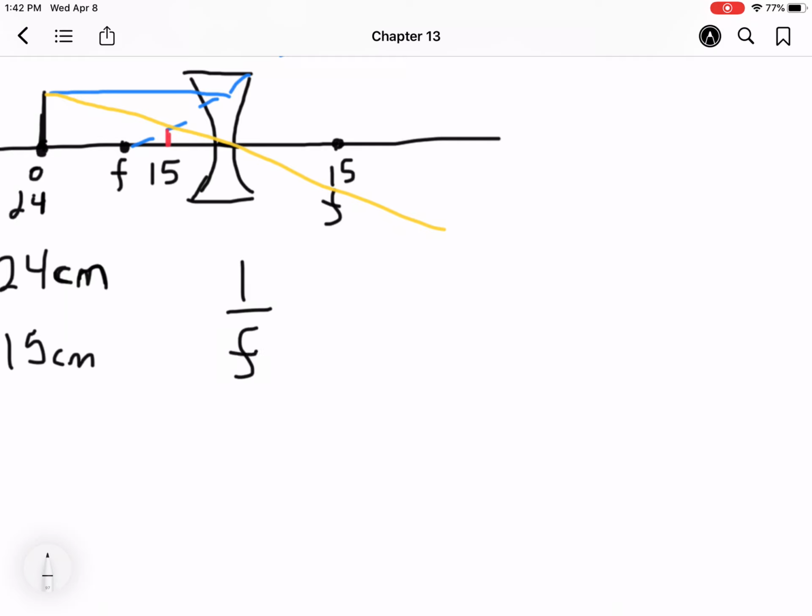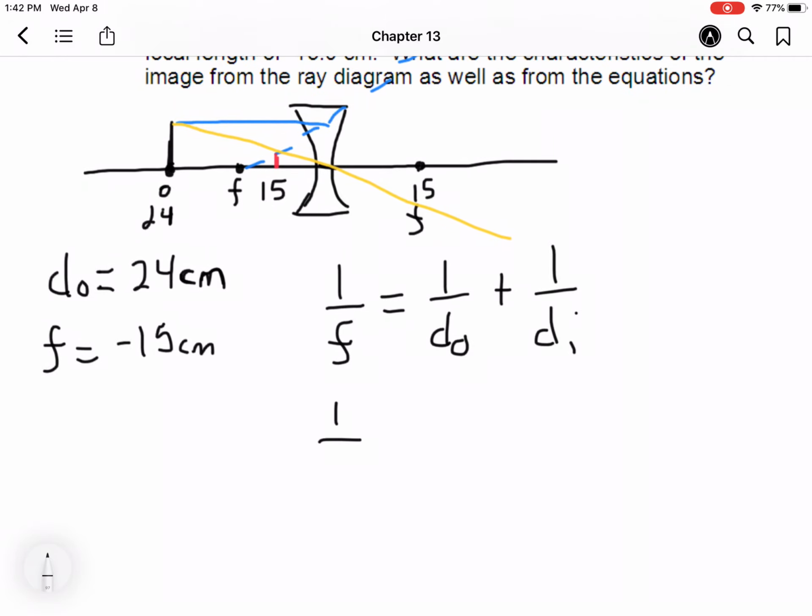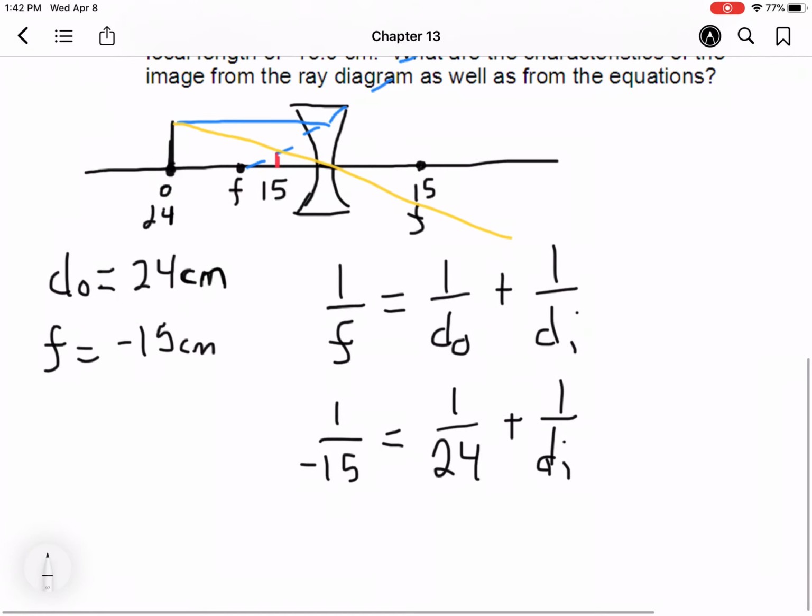So 1 over f equals 1 over d_o plus 1 over d_i. Okay, and so we'll put in 1 over negative 15 equals 1 over 24 plus 1 over d_i. When we solve for d_i, what kind of number are we going to get? So we'll do 1 over negative 15, subtract 1 over 24, and do 1 divided by that answer.